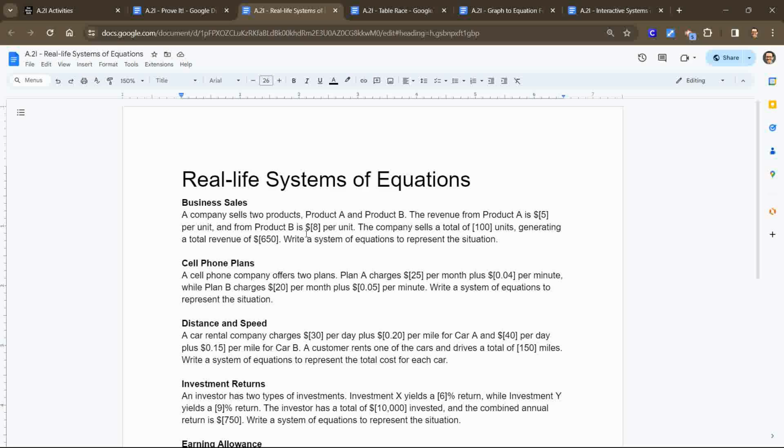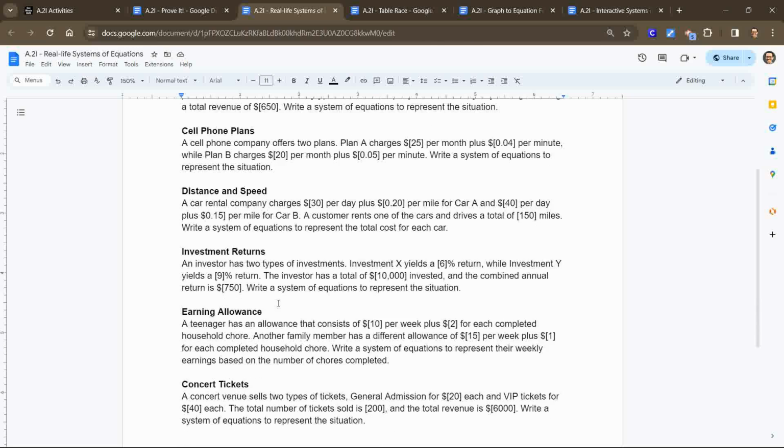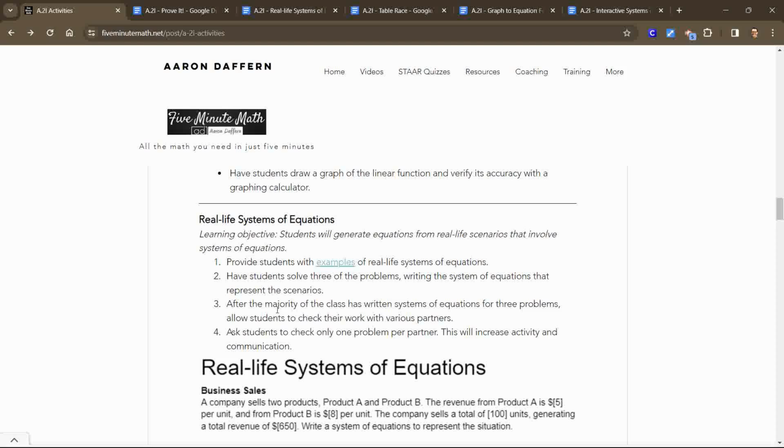can do that. So a real life system of equations for business sales, cell phone plans, distance and speed, investment returns. This is a little bit tricky because we're going to need to turn these percents into decimals. Earning allowance, concert tickets, two different types of tickets, general admission and VIP tickets, right? So you get some real life examples. Feel free to use those.